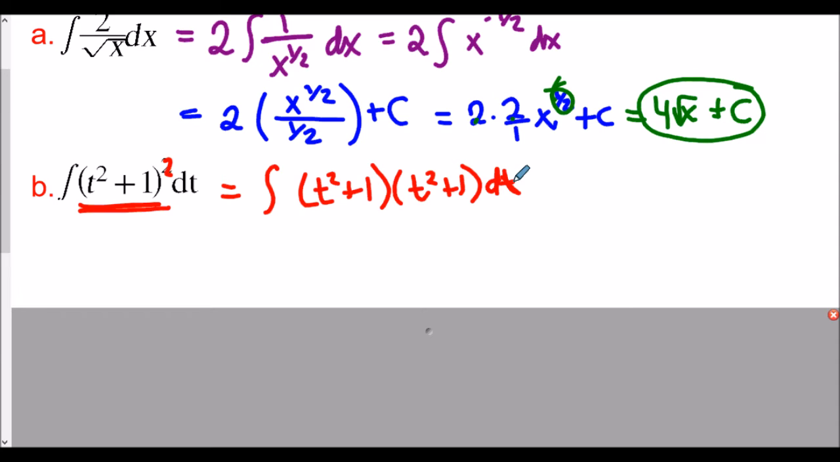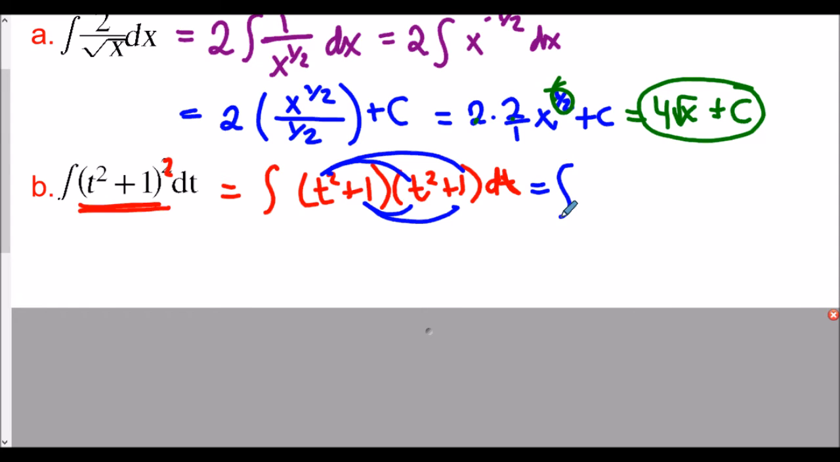We didn't have a chain rule. We don't have a product rule. So what we need to do is multiply this out. So we have the first two terms, the outside, the inside, and the last. So we need to distribute the t squared, distribute the 1. So when we do that, we have the integral.